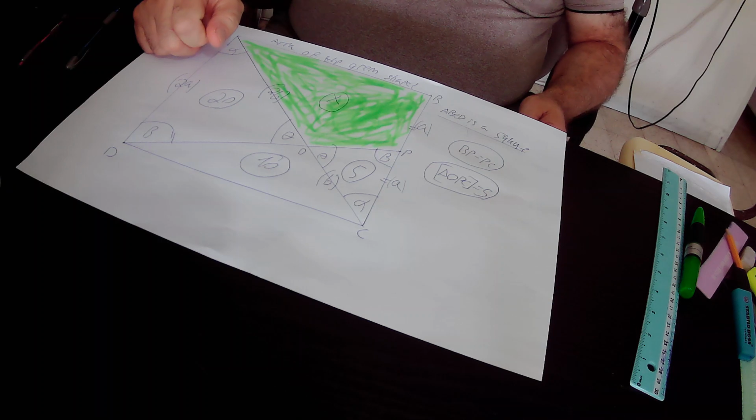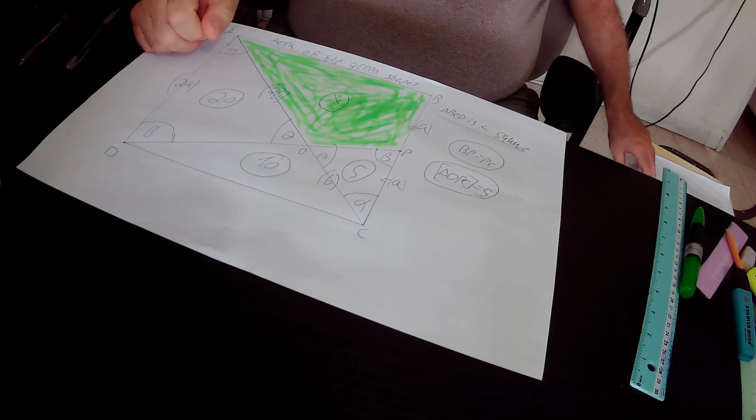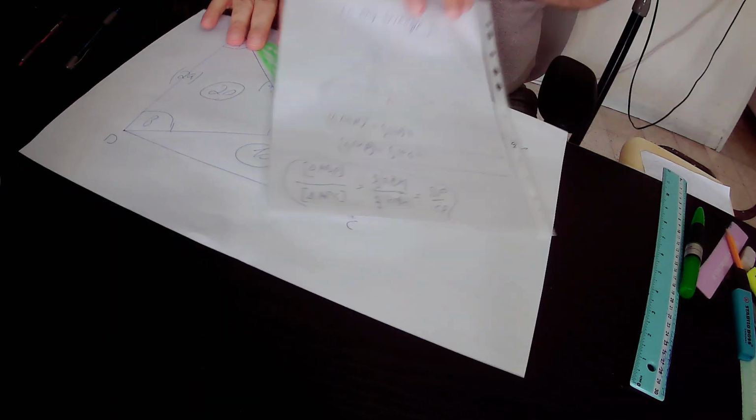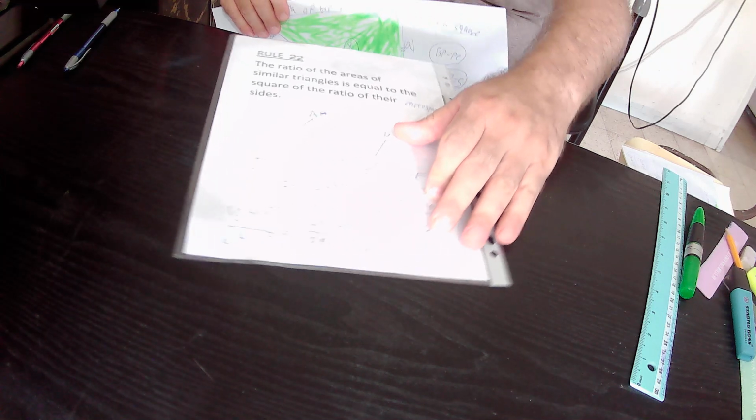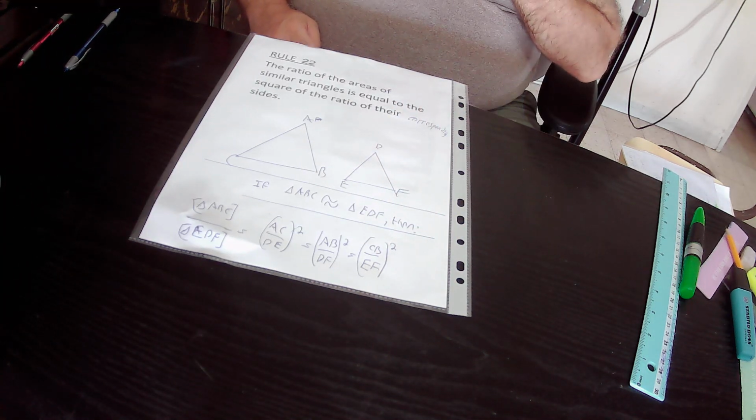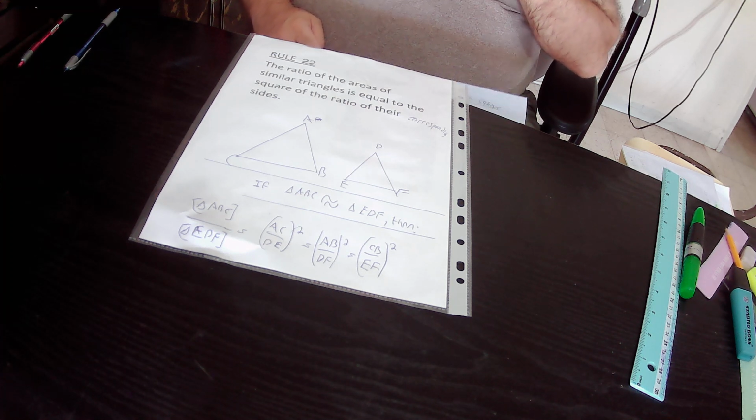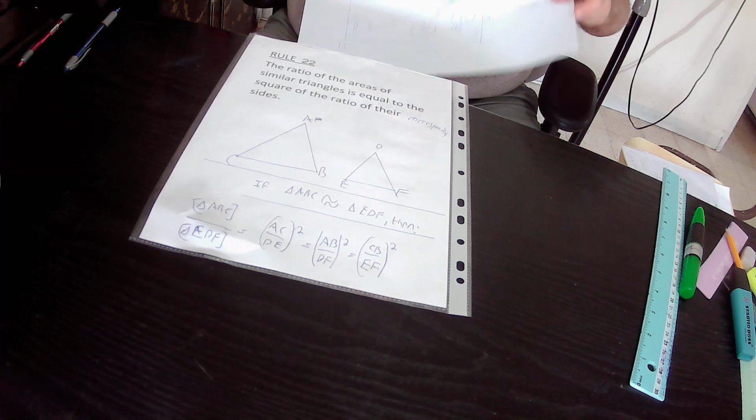In the next step, I presented to you rule 22, and we implemented rule 22 in our drawing. According to rule 22, the ratio of the areas of similar triangles is equal to the square of the ratio of their corresponding sides.